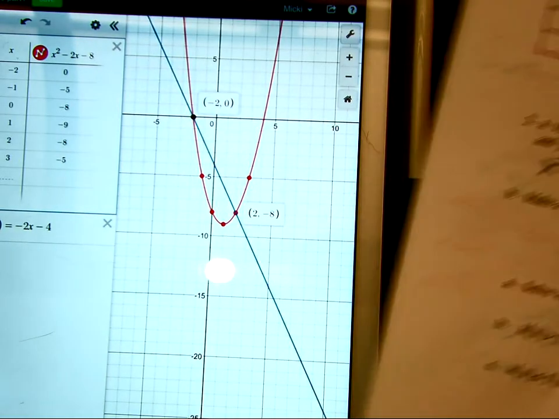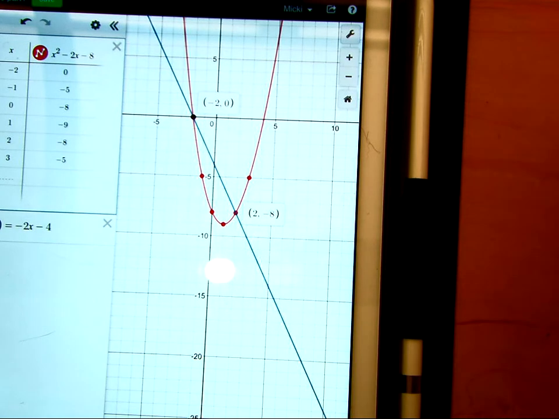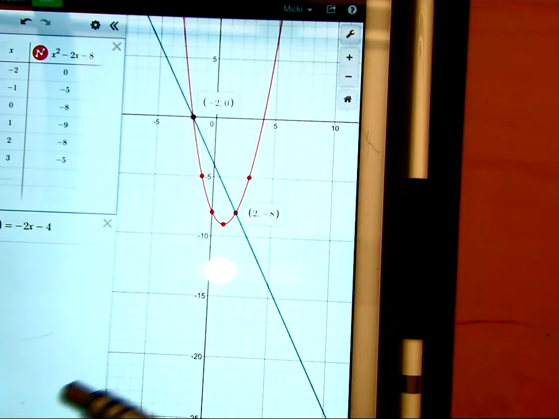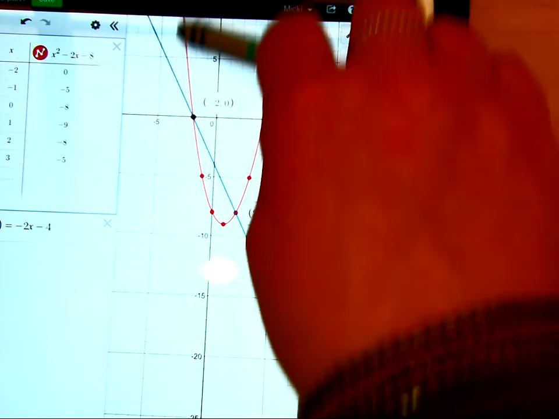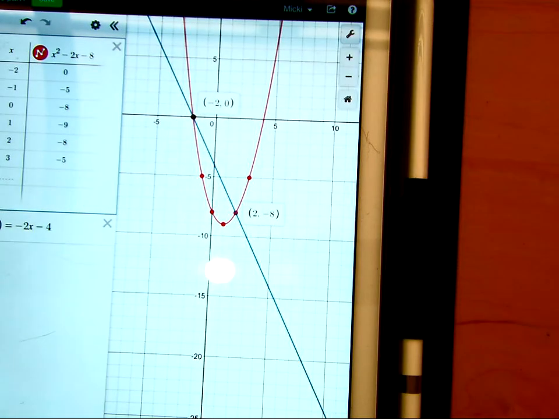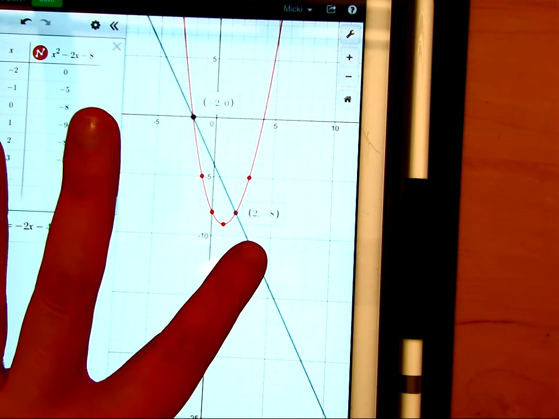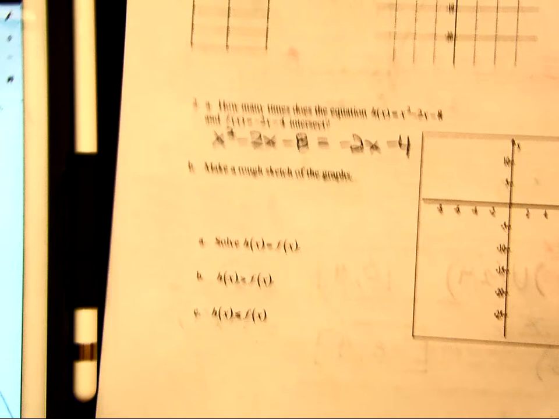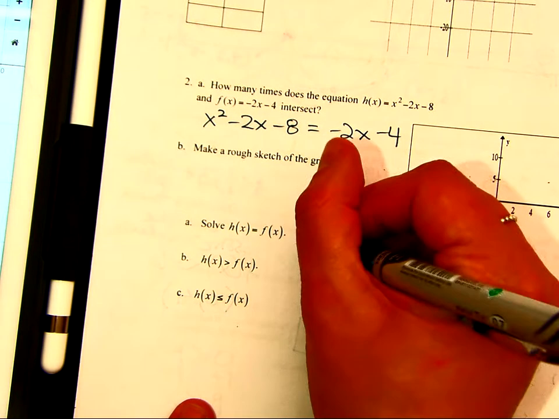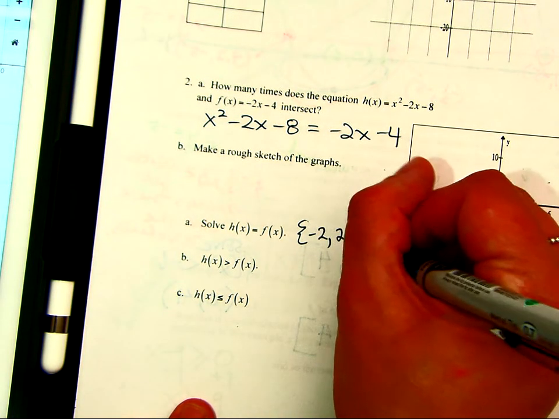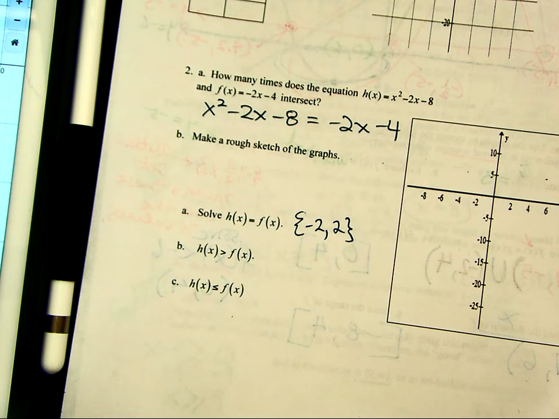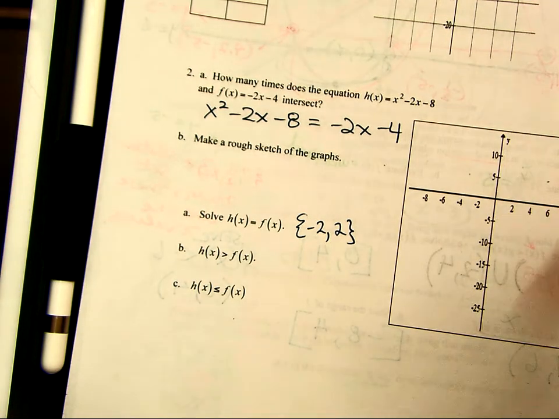I want to solve where h of x is equal to f of x. So by the way, this one is f of x, the line is f of x, and the parabola is h of x. So where are they equal? If we were going to solve where they're equal, where would you say they're equal at? X equals negative 2 and x equals 2. So those are the points of intersection. So on our solve, we would say negative 2 and 2 is where they're equal.